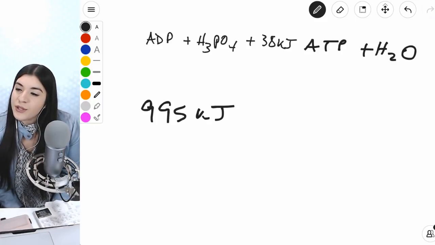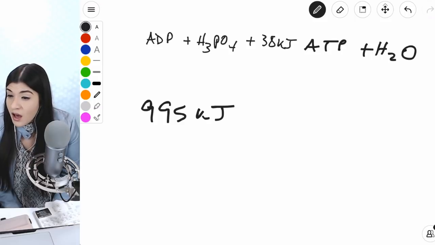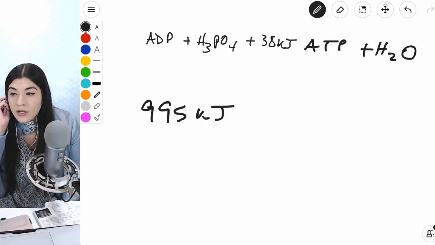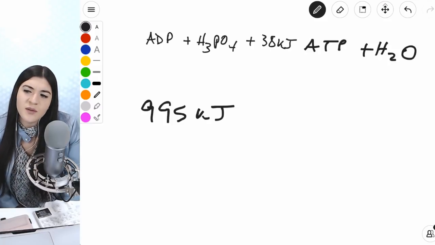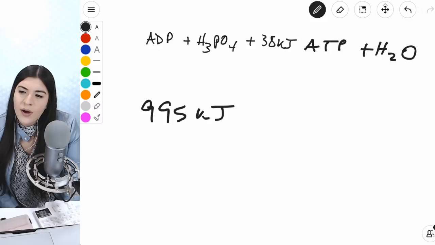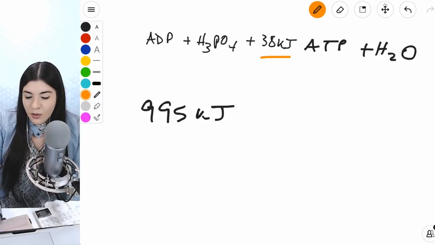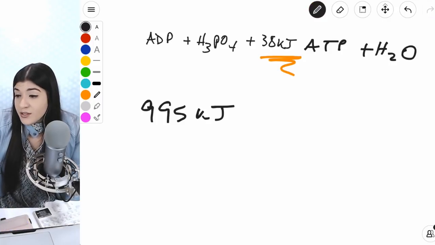Okay, so let's start with the first question. They're giving us initially 995 kilojoules of energy used in this reaction. The only thing I'm kind of curious about with this question was that 38 kilojoules yields ATP. I'm assuming that's going to be used as your moles. Why else would it be there? It's just kind of strange how it doesn't really look like a typical mole to mole ratio, which is totally fine. But that's what I'm going to use.